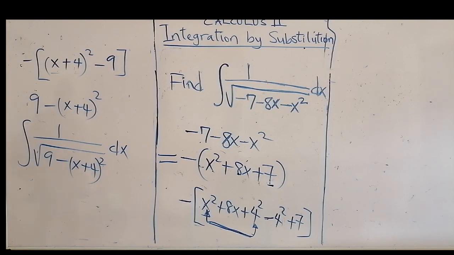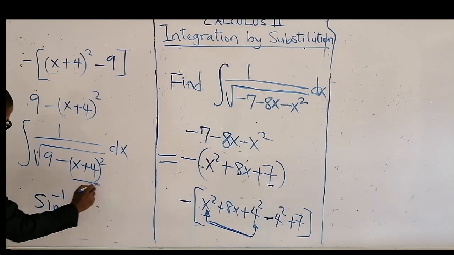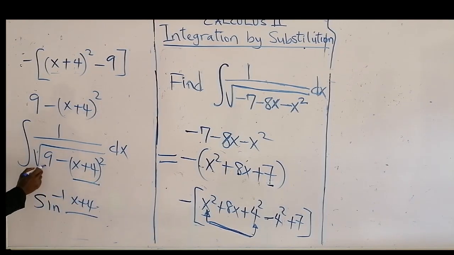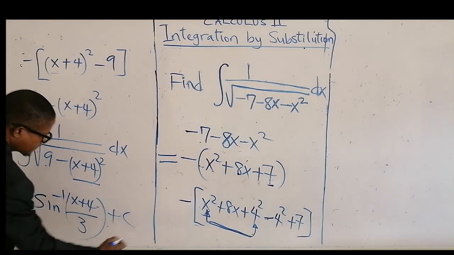If you like, you can get the answer straight away. If you want to get the answer straight away, this is just using your table. This is your basic integration table. So this will be equal to arc sine of x plus 4 over 3 plus c. You get your answer.